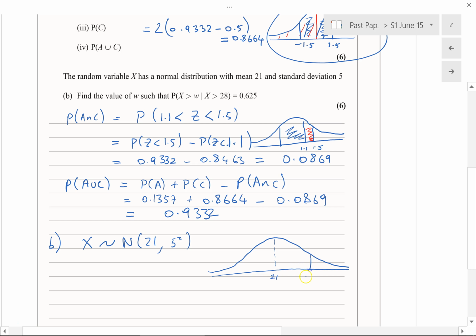Okay, and we've got 28 along here. So we know that W is some value further along here, because that's what we've been given. Given that we know it's more than 28, the probability of it being greater than W is 0.625, so we'll find a W where that is the case. So basically it's almost like finding where the area is 0.625 of the whole of the blue area I've shaded.